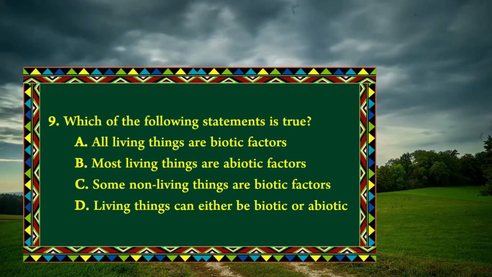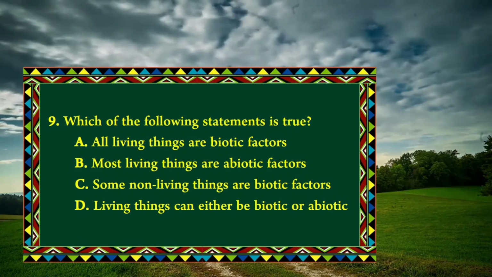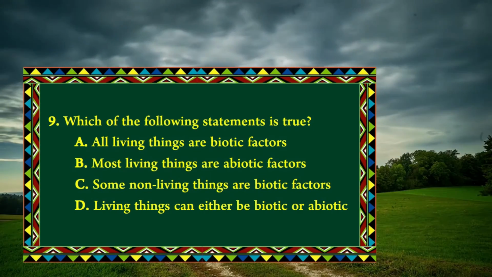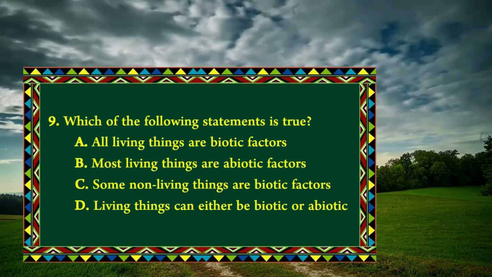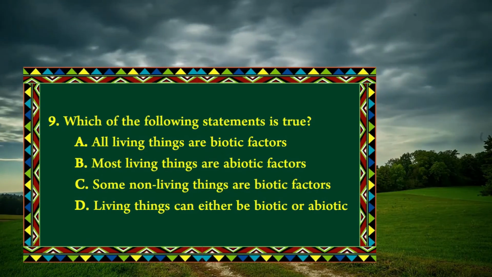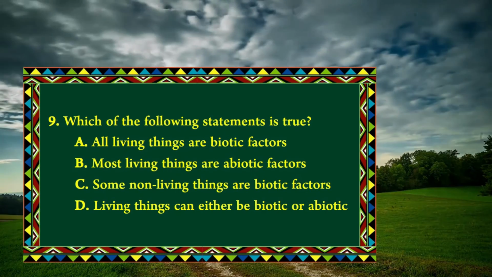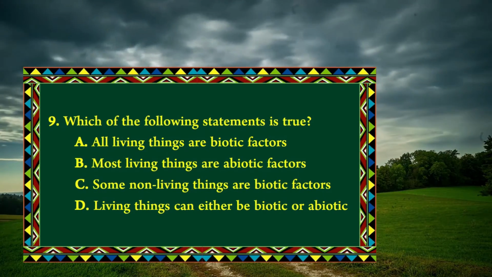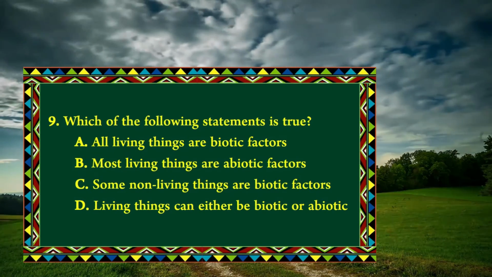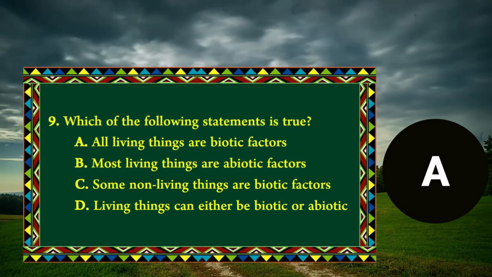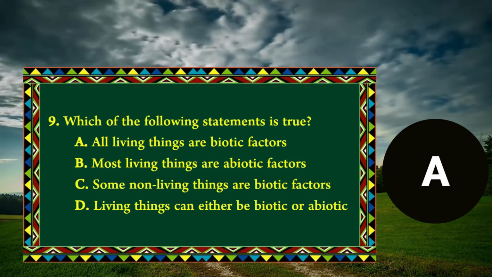Number 9. Which of the following statements is true? A. All living things are biotic factors. B. Most living things are abiotic factors. C. Some non-living things are biotic factors. D. Living things can either be biotic or abiotic. What is your answer? Nice! The answer is letter A. All living things are biotic factors.